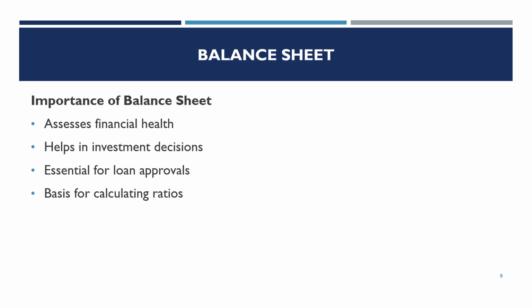Third, it is essential for loan approval. For loan approval, we have to know the balance sheet and the financial condition of the industry. And the last is the basis for calculating the ratios. So these are the importance of the balance sheet.